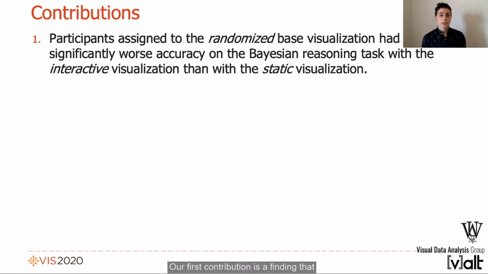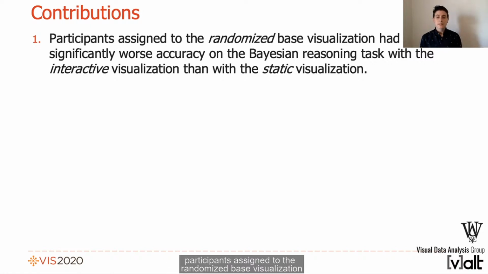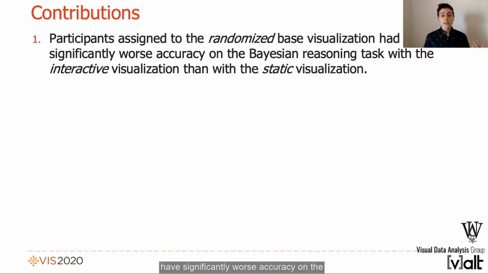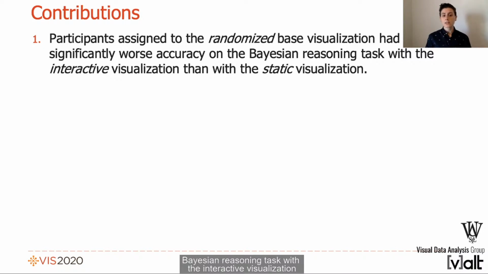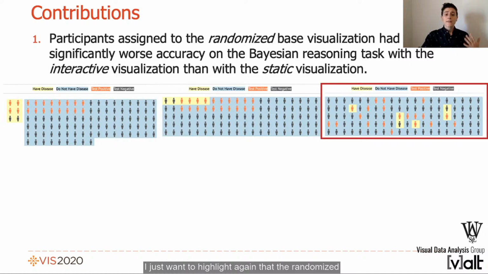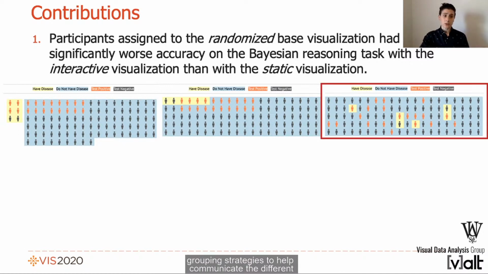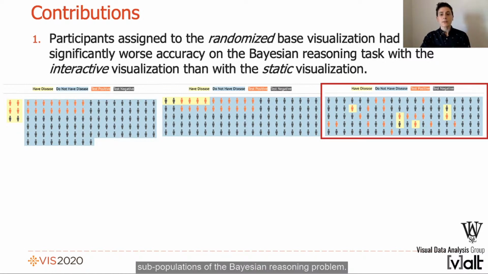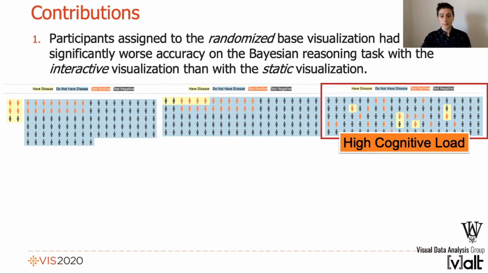Our first contribution is a finding that participants assigned to the randomized base visualization had significantly worse accuracy on the Bayesian reasoning task with the interactive visualization than with the static visualization. If we look back at those 3 base visualizations, I just want to highlight again that the randomized base did not use any spatial or alignment grouping strategies to help communicate the different subpopulations of the Bayesian reasoning problem.